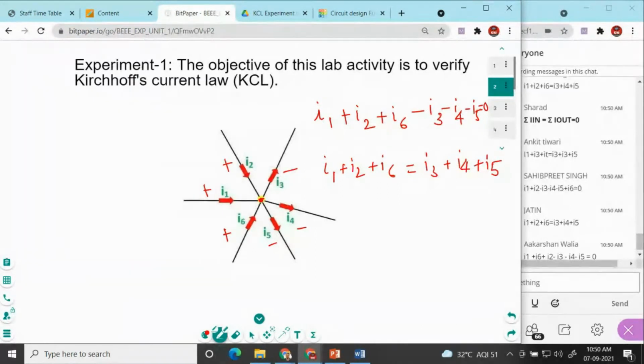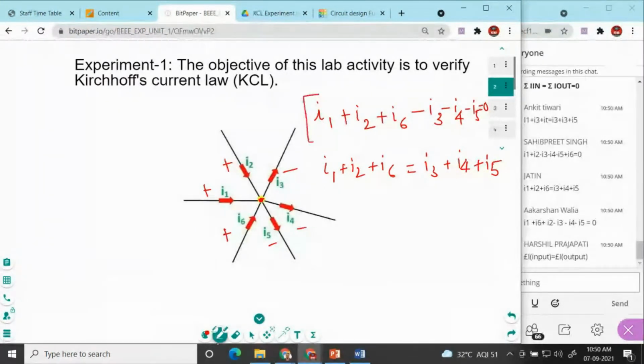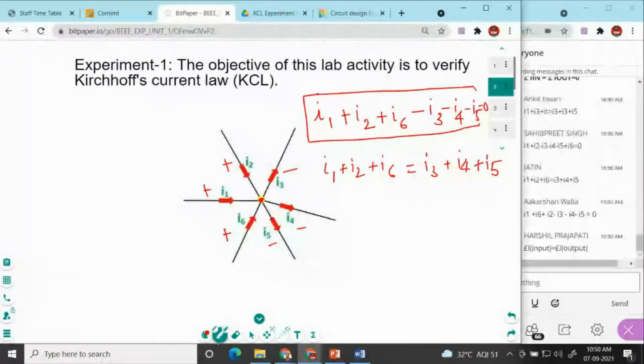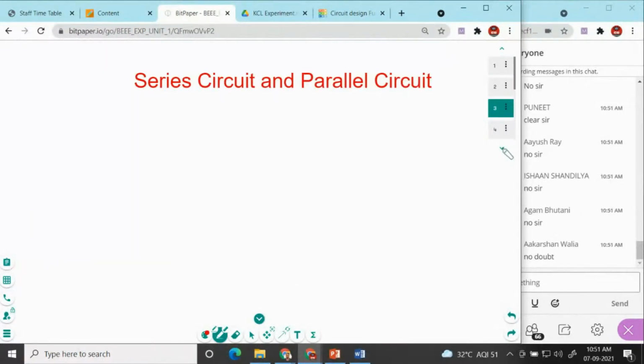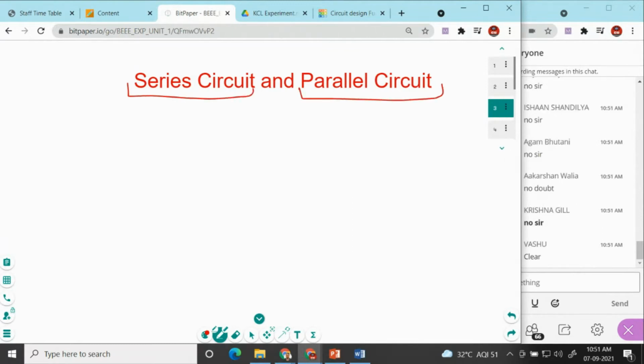Okay? Or you can also write the algebraic sum of these currents is equal to 0. So how can you write this equation? The sum of all the algebraic currents is equal to 0. Okay? There are some series circuits and there are some parallel circuits. So how can you create a series circuit?